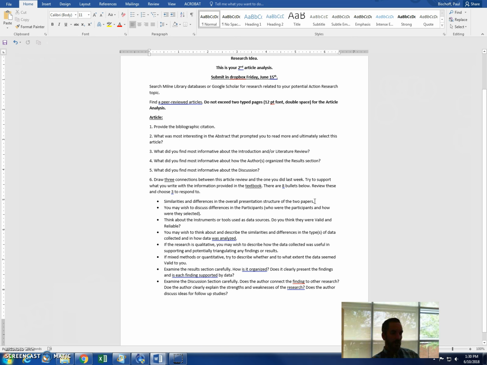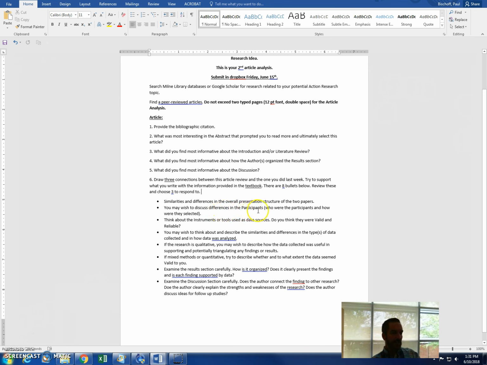You'll notice that journals have an expectation for how papers are sent to them, with introductions and literature reviews and research questions and methods that have all these subsections, followed by results and discussion sections. So maybe you want to draw some comparisons and similarities in how the papers were presented, last week's paper and this week's.